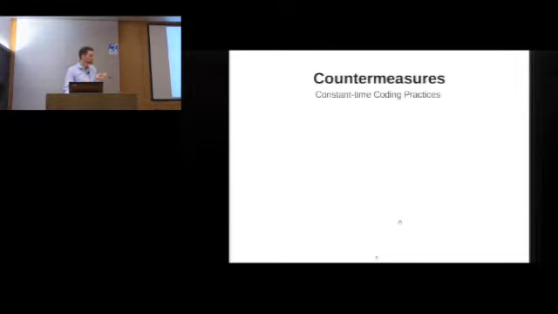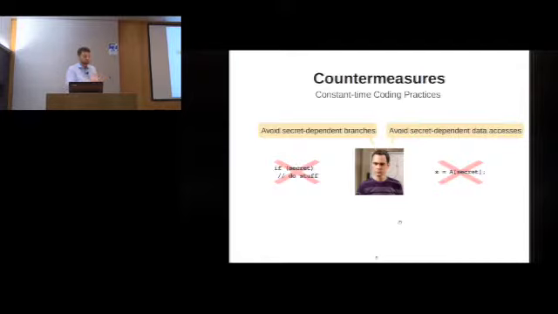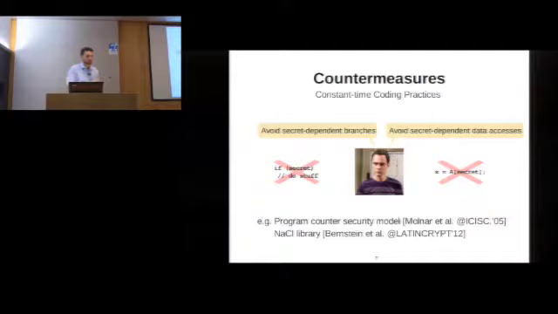Now, what can we do to protect our code? Usually, a countermeasure proposed by the scientific community is the so-called constant time coding practices. These include, for example, avoiding secret-dependent branches and avoiding secret-dependent data accesses. The first practice is also known in the literature as the program counter security model. And such constant time code has been heavily deployed in Dan Bernstein's NaCl or Salt library.